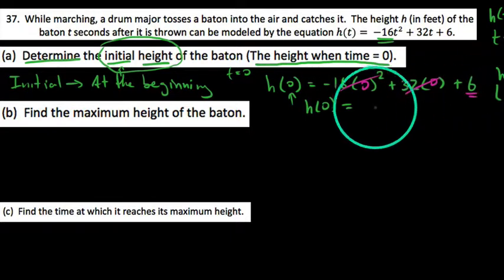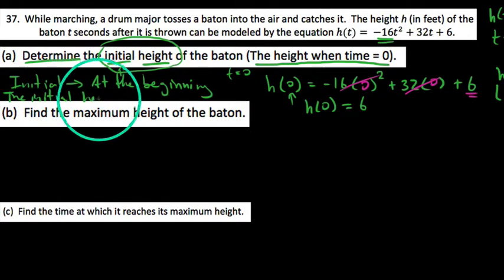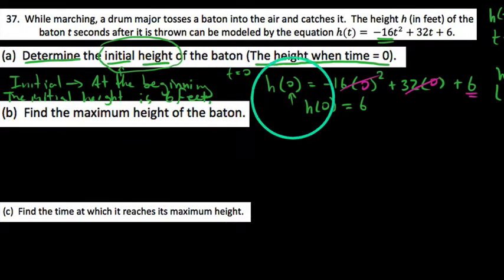What we end up with here is just 6. And so to answer this question here, we would say that the initial height is 6 feet off the ground. This must be the height at which this drum major tossed it at time 0.